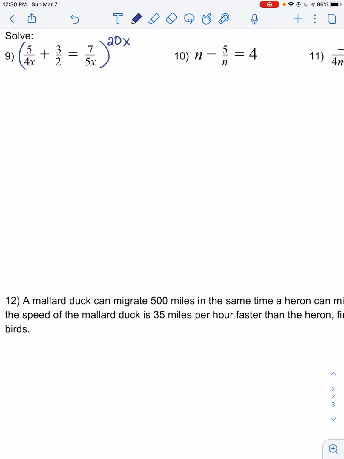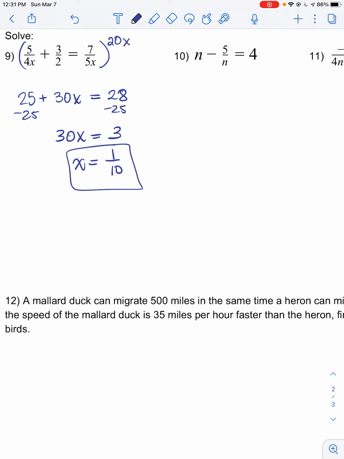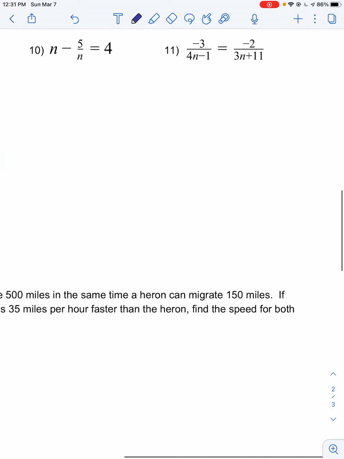So when I do, the first one will cancel down to 5, and 5 times 5 is 25. The second cancels down to 10x. 10x times 3 is 30x. The last one cancels down to 4, and 4 times 7 is 28. Moving this 25 to the other side, I get that 30x equals 3 and x equals 1/10. Of course, it's important that I check that back in the original equation, but if you do check it, it does work out. The next one over, very similar.